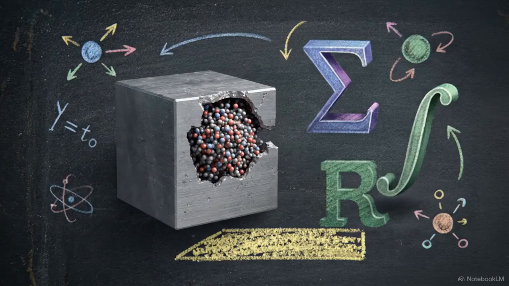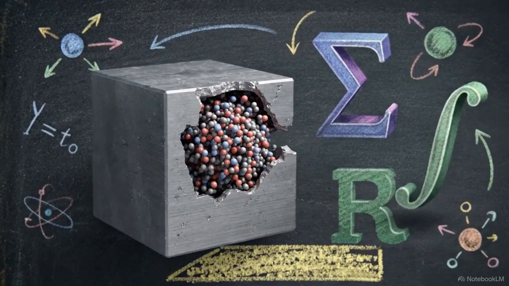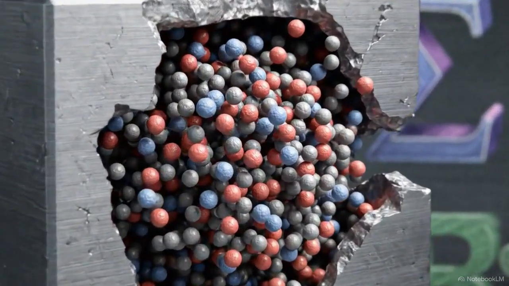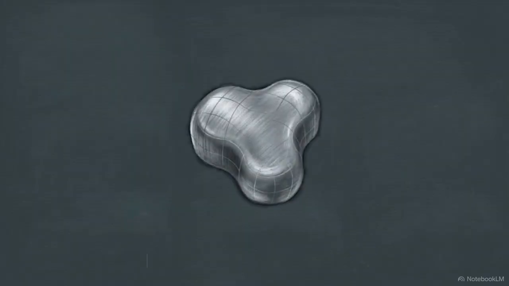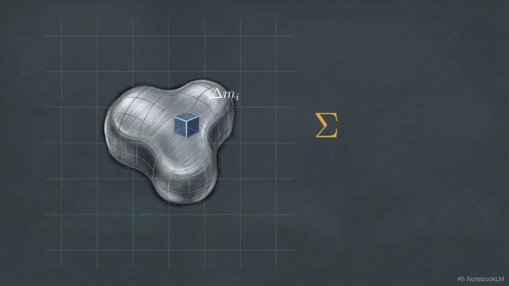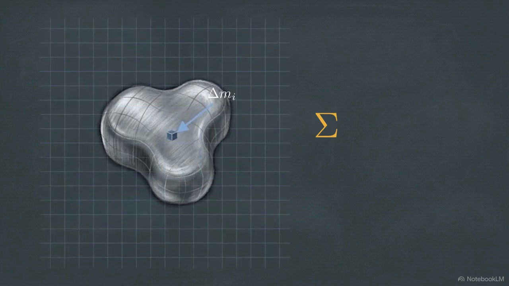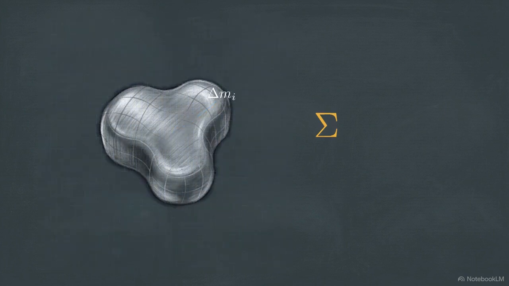A solid object contains millions of microscopic particles packed together. In such cases, executing a discrete summation for every individual atom is mathematically impractical. Instead, we subdivide the continuous body into a high number of tiny, localized mass elements, labeled delta Mi. As the number of these elements approaches infinity and their individual size shrinks toward 0, the discrete summation symbol is transformed into a continuous integral.